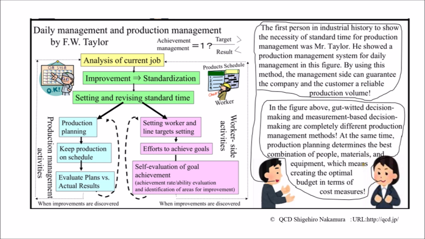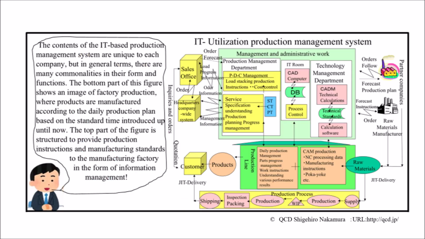Production planning creates the best possible content by making full use of people, materials, equipment, and technology that are free of waste at that time. In this sense, it is comparable to budgeting in terms of production management. Nowadays, production management is greatly assisted by IT. This figure shows the situation.